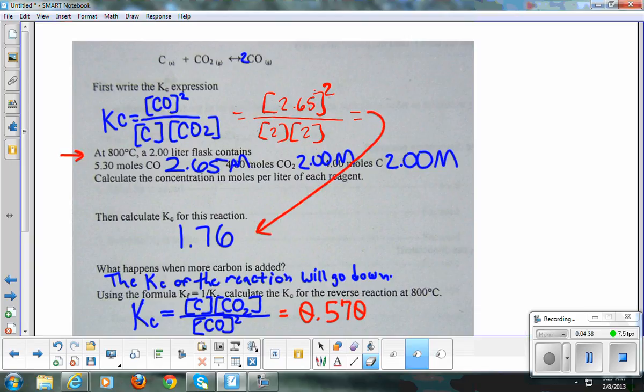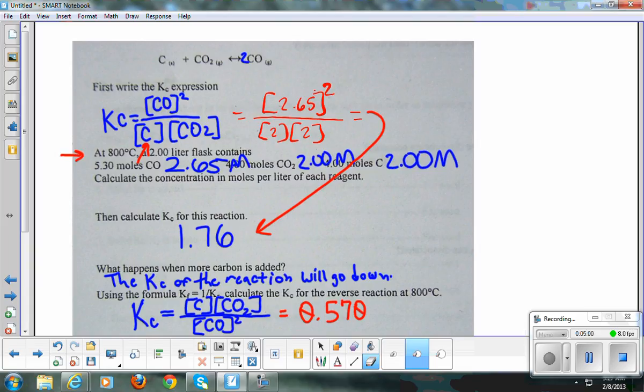Now, is it a forward reaction or a reverse reaction? Is it very forward or just barely? Just barely. Okay? And we ask what happens if we add more carbon. Well, if we add more carbon in here, then that bottom number is going to get bigger. That means the overall number is going to get smaller.